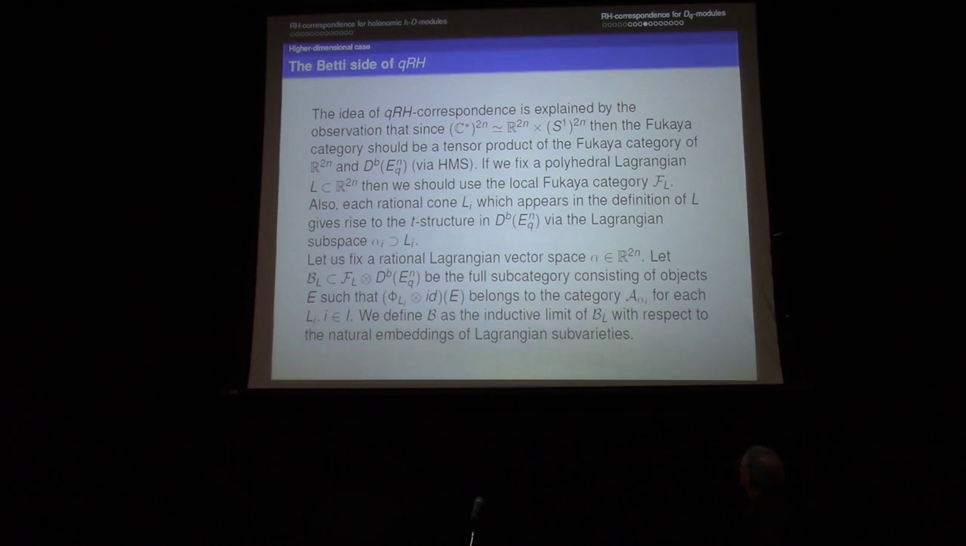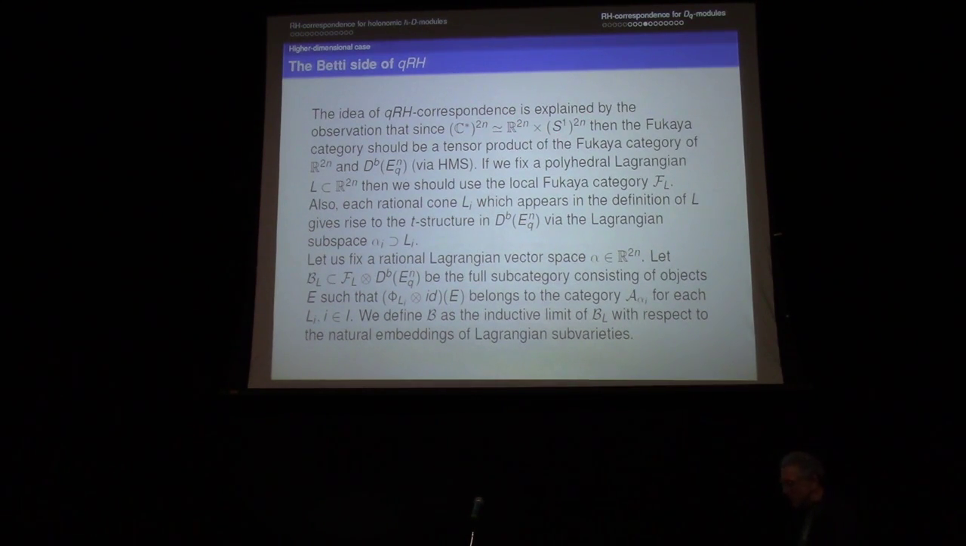Before I formulate the conjectural Riemann-Hilbert correspondence, just a couple of things about the intuition, which explain the previous data. So if I write C star to the 2n, my analog of the cotangent bundle, if you like, as a product of these two things, and I want to compute the Fukaya category of this torus, then it should be a sort of tensor product of the Fukaya category of this. And this explains the appearance of the polyhedral Lagrangian in the previous discussion. And the Fukaya category of the flat torus.